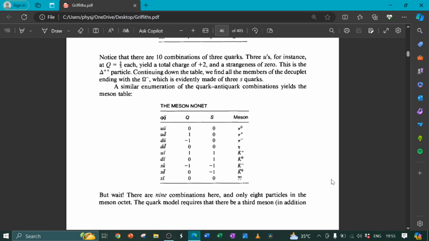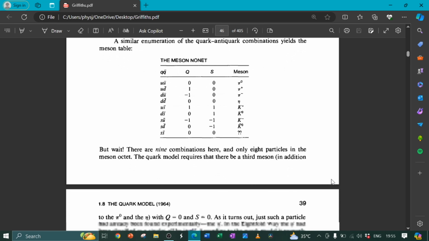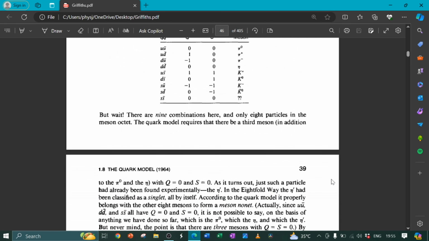But wait, there are 9 combinations here and only 8 particles in the meson octet. The quark model requires that there be a third meson, in addition to the pi 0 and the eta, with Q equals 0 and S equals 0. As it turns out, just such a particle had already been found experimentally, the eta prime.